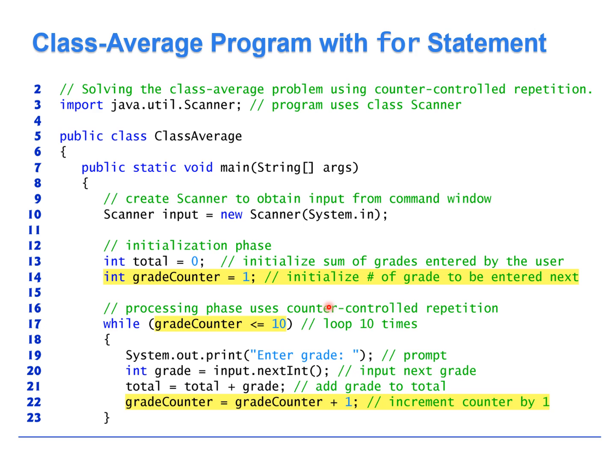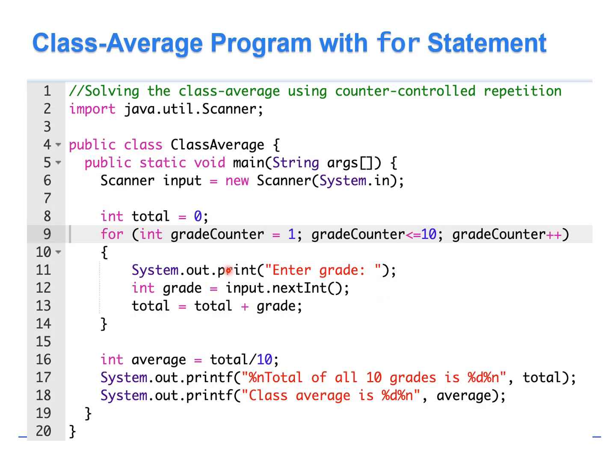By placing the initialization of the grade counter variable into the initialization component of the for header and placing the increment of the grade counter into the update component of the for header. Everything else is the same as in the previous class average program.